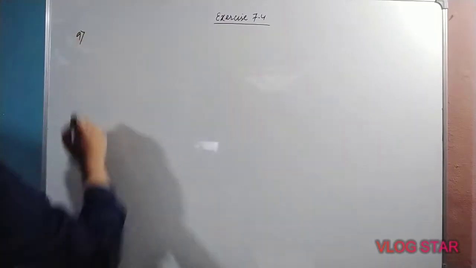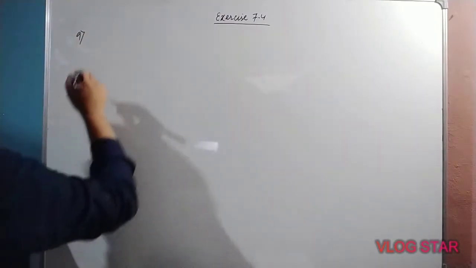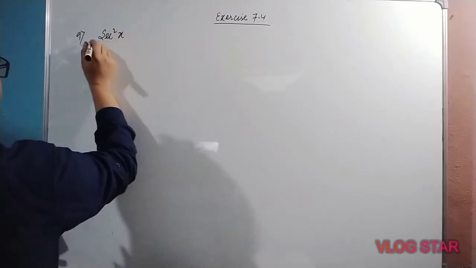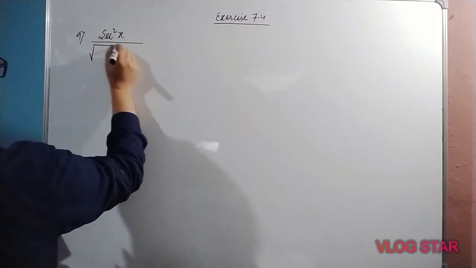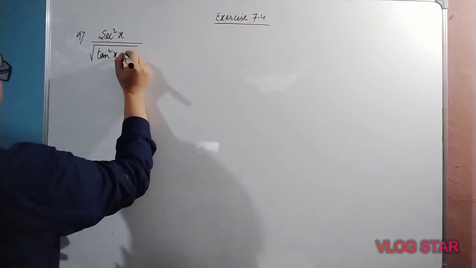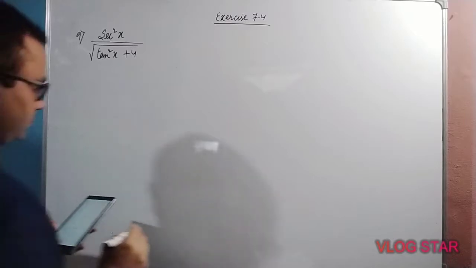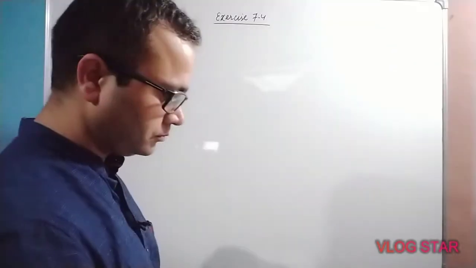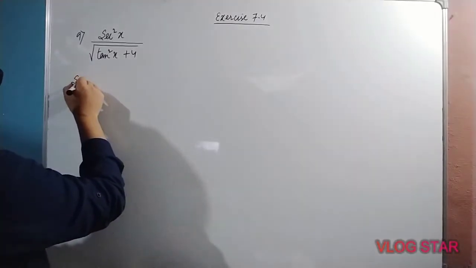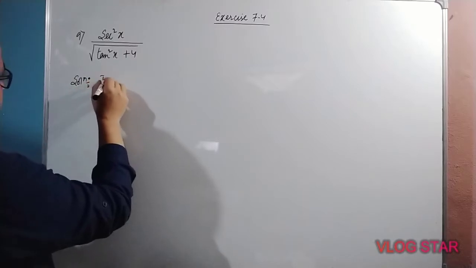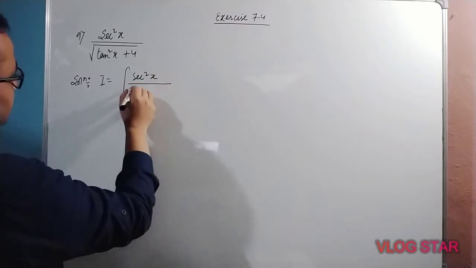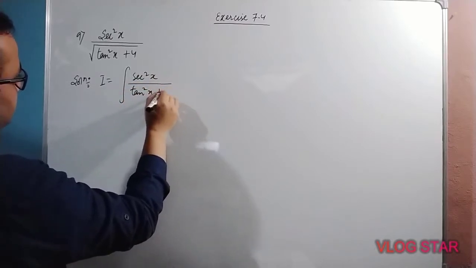Question number 9 is sec square x by root under tan square x plus 4. Okay, now here first we will write in integration form. I equals integration of sec square x divided by root under tan square x plus 4, dx.